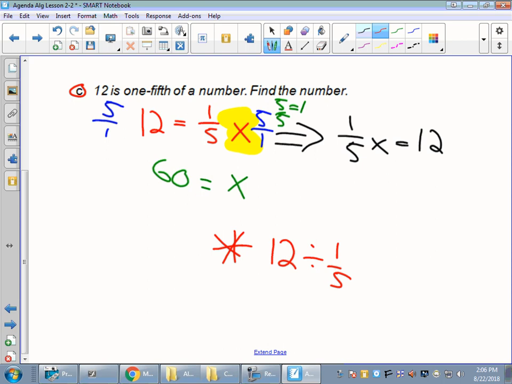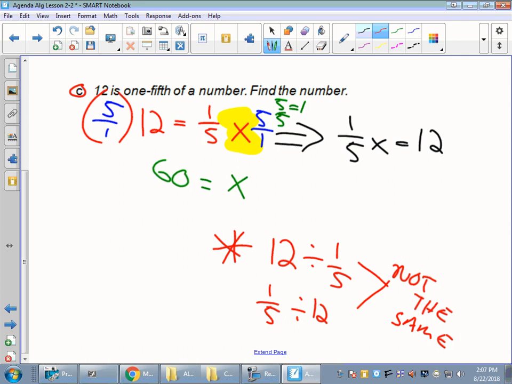Not 1/5 divided by 12. Make sure you get them in the right order, because these are not the same answer. You can check it in your calculator, but they're not going to be the same answer. So I always prefer just using the multiplicative inverse or the reciprocal when you see fractions, because it's a little bit easier to do it that way, and hopefully we know how to do that in our calculators as well.